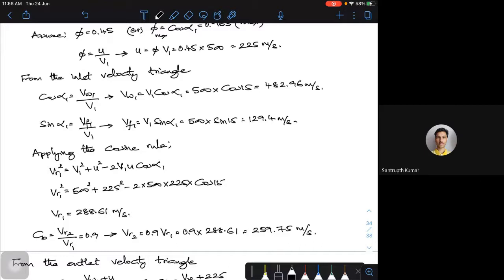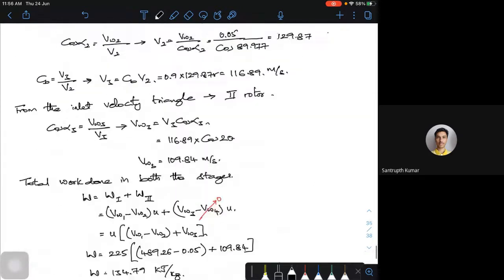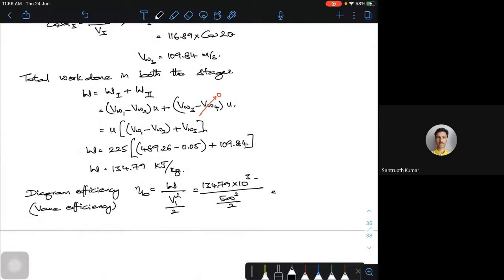So 500 square plus 250 square minus 2 into 500 into 250 into cos 15. Okay, it's around 266. Things are going to change. You will get a number. I think if I go with a phi value of 0.5 or 0.6, maybe this efficiency may come less than 1 or 100%. It's an open-ended kind of a problem.